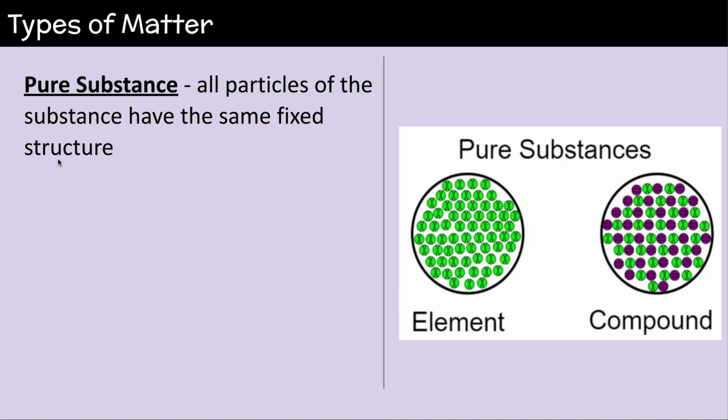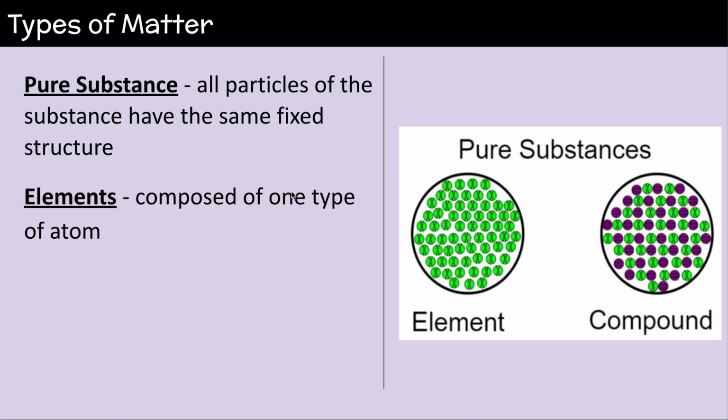So here is pure substance. And I know you have the definition at the top of your note, but I want you to fill this in the box in the chart. So a pure substance is that all particles of the substance have the same fixed structure. Okay, so same fixed structure. And that means that the particles within that pure substance are always exactly the same. Okay, and they're always present in the same proportion.